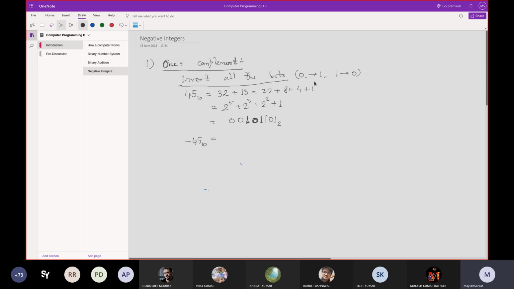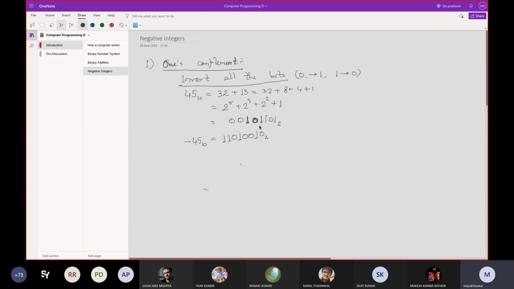Now minus 45, you'll simply invert the bits. So 0 becomes 1, 0 becomes 1, 1 becomes 0, 1 becomes 0, 1 becomes 0, 1 becomes 0, 1, 0. This is it. Is it clear now? Yes, sir. Simply 0 has become 1 and 1 has become 0 everywhere. Okay, this is 1's complement.